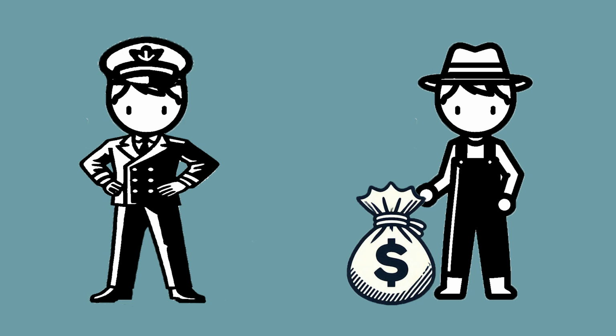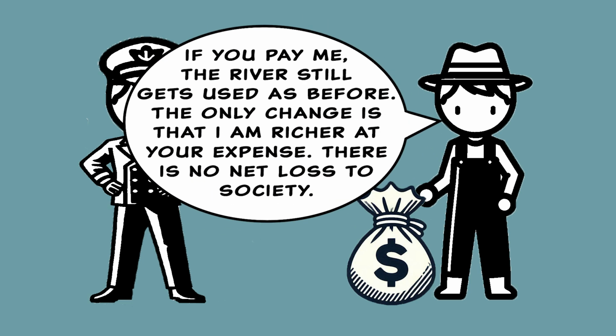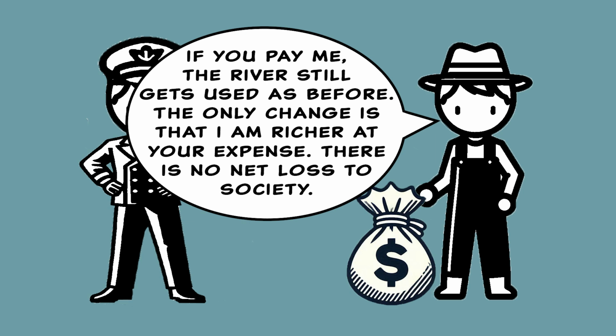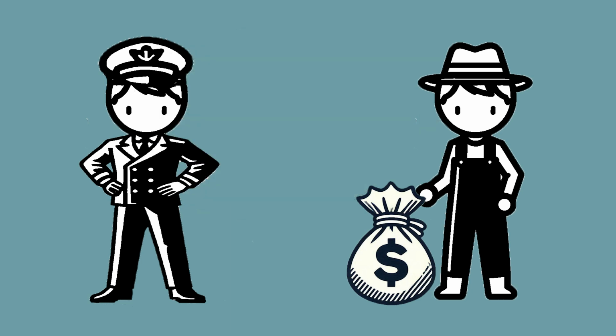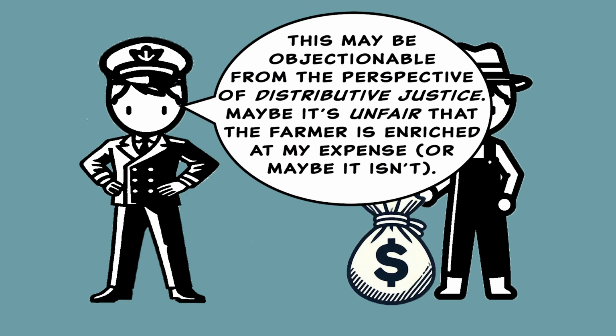But note that if the ship captain pays the price, the economic activity of goods flowing through the river continues. We still may have a distributive justice objection to the transfer of wealth from one party to the other, but there is still utilization of resources.